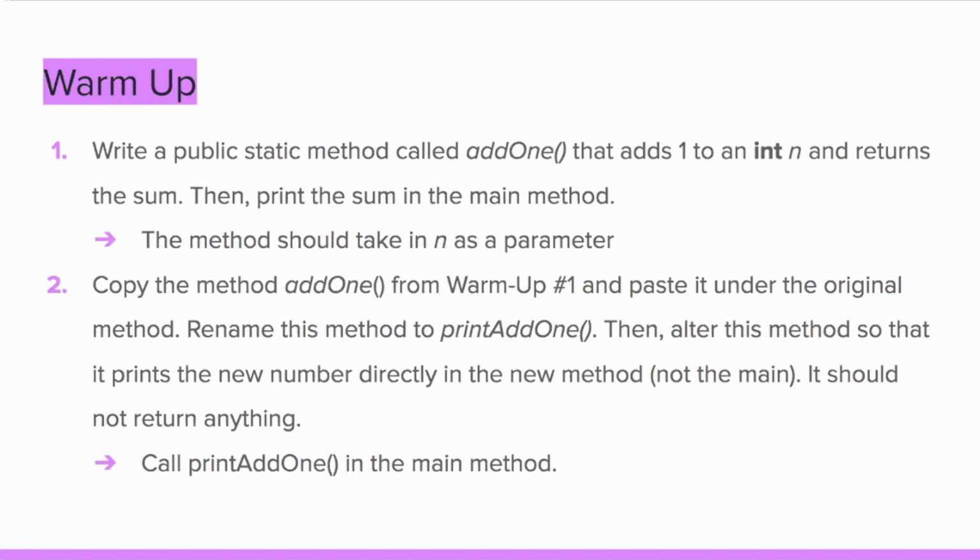The second question asks us to copy method add1 from warmup number 1 and paste it under the original method. Rename the second method to printAdd1. We want to alter this method so that it prints the new number directly in the new method, not the main. It should not return anything. We should call the printAdd1 method in the main method. We'll go over the solutions in a few seconds, so please pause the video here if you need to.